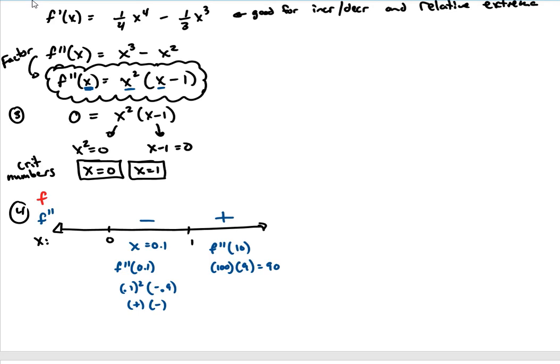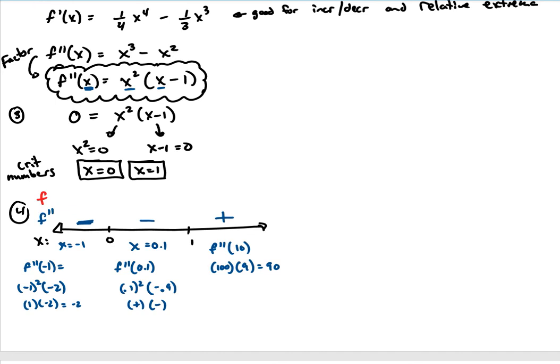All right, and then one other time, I want to choose something less than 0. So let's do x equals negative 1. And so I have f double prime of negative 1 would equal negative 1 squared, and then negative 1 minus 1 would be just negative 2. Well, negative 1 squared is 1 times negative 2. This is negative, which again is all I care about. It is negative 2, but the main thing is I know that it's negative there.